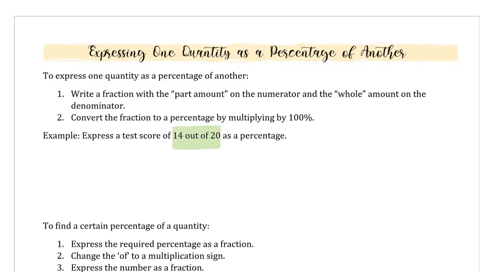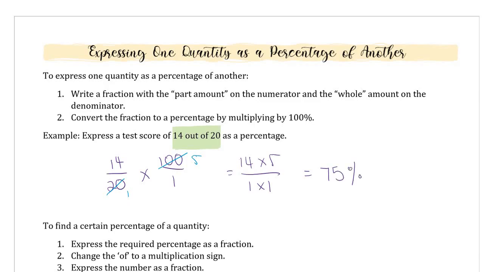The way that we do this is we write 14 out of 20 as a fraction. So we would do 14 over 20. And then because we want to convert this into a percentage, we're going to multiply by 100 over 1. So if I cross cancel here, this would be a 5 and this would be a 1. So now we've got 14 times 5 over 1 times 1, which is 70%. Okay, so write it as a fraction and then multiply that by 100 over 1.